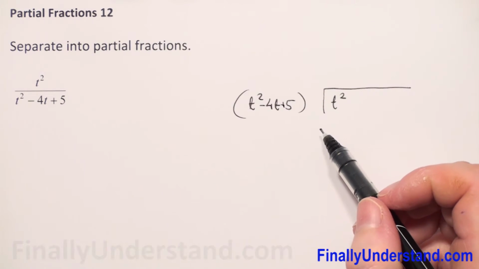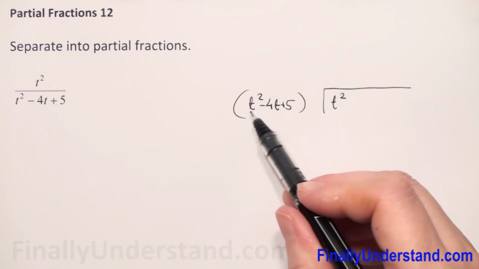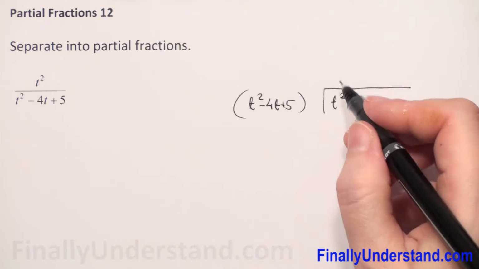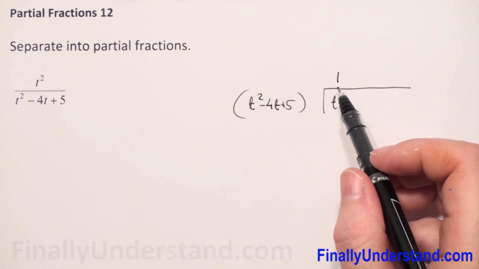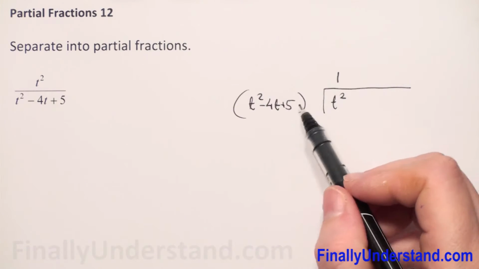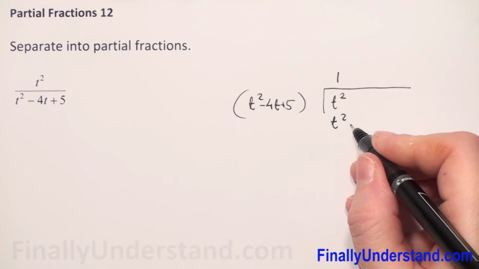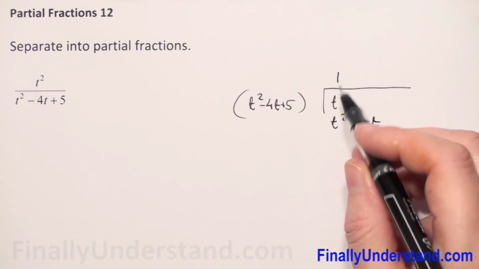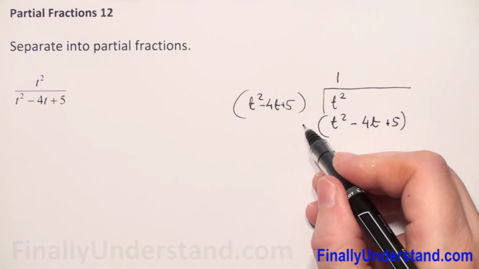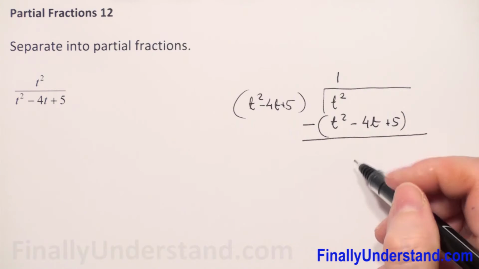How do we do long division? We have to concentrate only on the first terms. By what do I have to multiply t squared to get t squared? By 1. So now I have to multiply every term of our divisor by 1. 1 times t squared is t squared. 1 times negative 4t is negative 4t. 1 times 5 is 5. Write this in parentheses, and now we have to do subtraction. t squared minus t squared is 0, we don't have to write it.